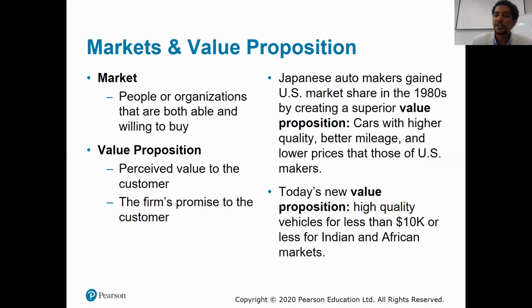Okay, so today's new value proposition could be a high quality vehicle for $10,000 or less for Indian and African markets. Car makers are now focusing on India and Africa because the market in Africa is growing. But in order for them to have a good market share in Africa, they have to sell their products at a lower price. So they are preparing cars with good quality, but which cost less. That is how you enter a market, and that is how you win over other competitors, by delivering a superior value proposition.